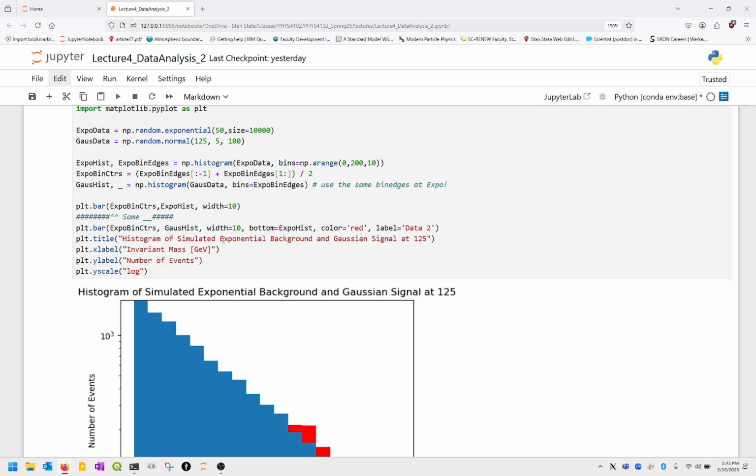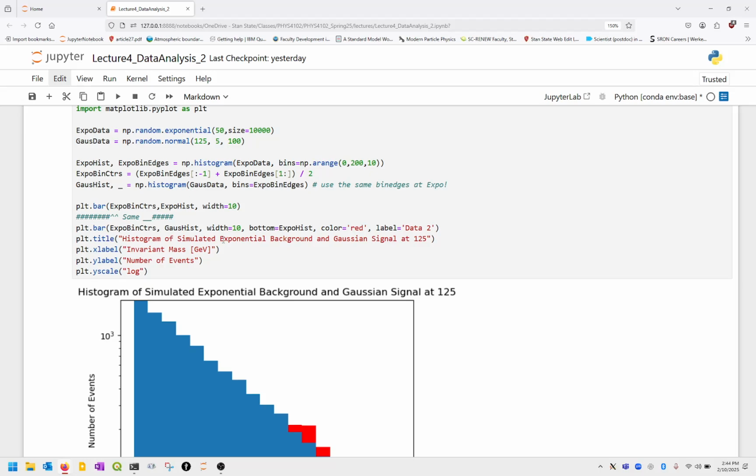Because you made it out of the same bins here, right? Right. So in fact, what I did is I just used the exponential's bin edges, because you want the histogram to share the same binning. Otherwise, if they don't have the same bin size, then you're not comparing apples to the same size apples, right? So that's going to mess you up.